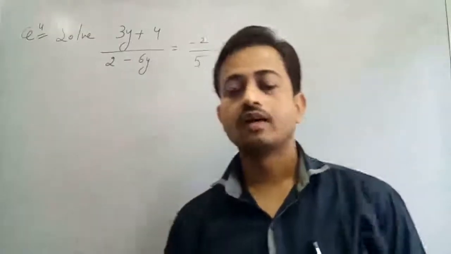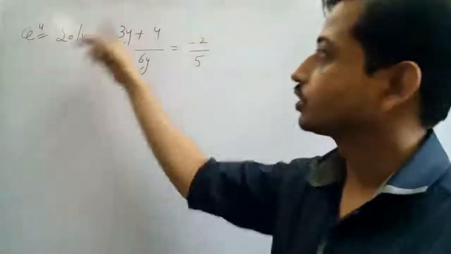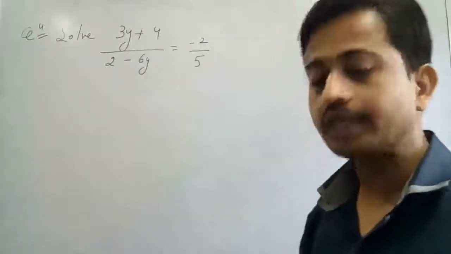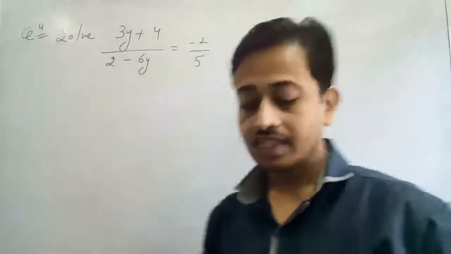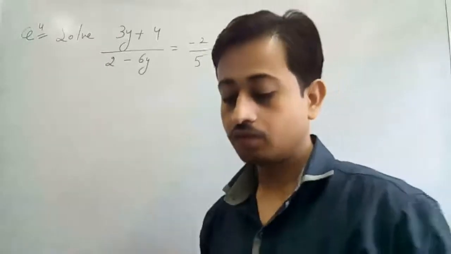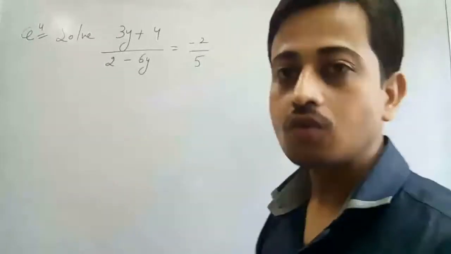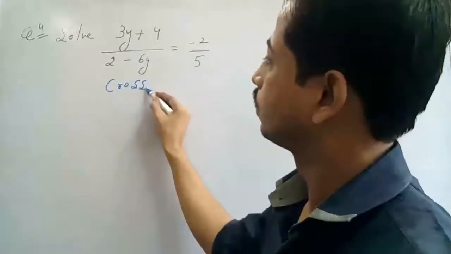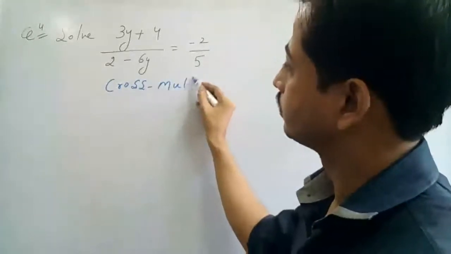Now it's time to take our next question. The next question is question number 4. Look at the question. It is already in rational form, and what we have to do? We have to do simply cross multiplication.